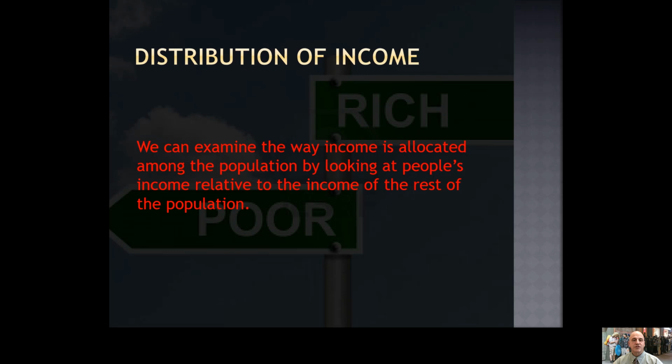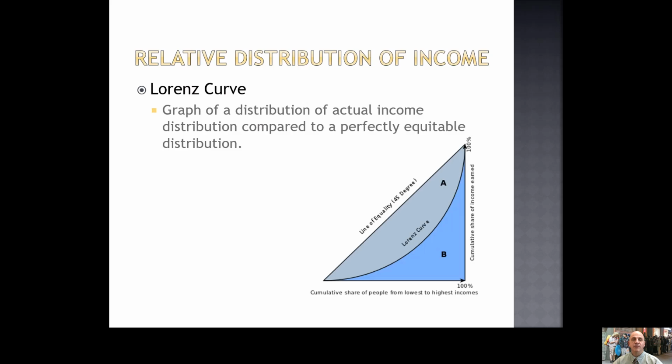So one of the ways that you'll discover that we look at our income distribution is how we stand relative to everybody else in the population. And in order to examine our relative distribution of income, you will learn about the Lorenz curve. The Lorenz curve is essentially a graph that demonstrates how the income is actually distributed across a population relative to what it would look like if it were perfectly equitable.